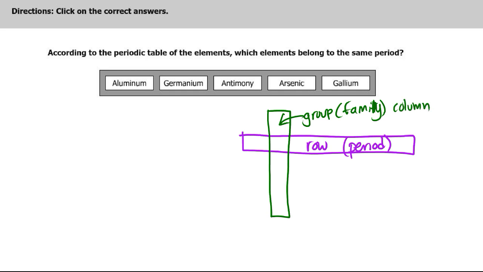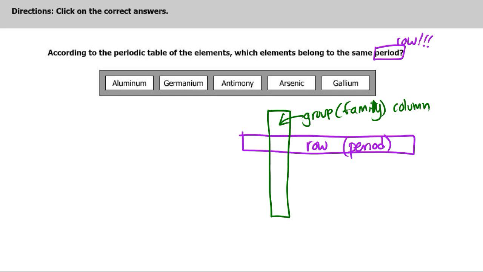It's asking about the same period. So you want to find things that are all in the same. We're going to color code this. You're going to find things that are all in the same row. So looking at the periodic table that I have pulled up on my laptop beside me, I see aluminum, germanium, antimony, arsenic, and gallium. Aluminum and gallium are in the same family, but they are not in the same period.